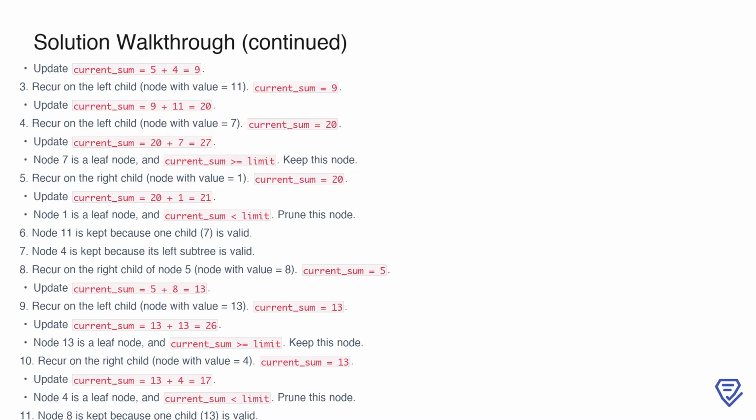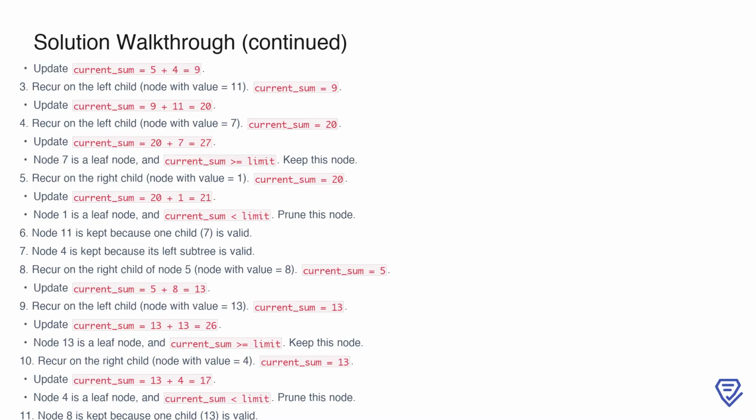Now, we inspect the right subtree of the root, starting with node 8. Here, current_sum is updated to 13. For the left child of node 8, node 13, the current_sum becomes 26. As this exceeds the limit, node 13 is kept. For the right child of node 8, another node with value 4, the current_sum is 17, which is below the limit, so this node is pruned.